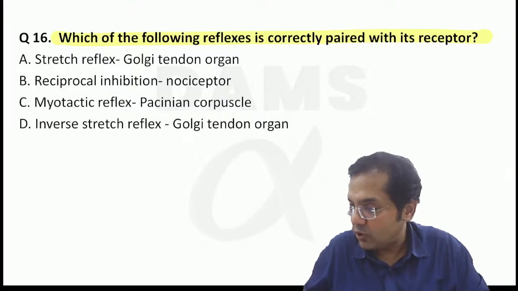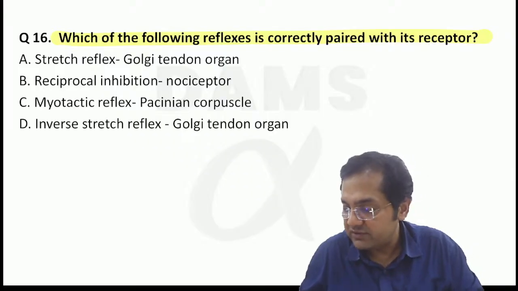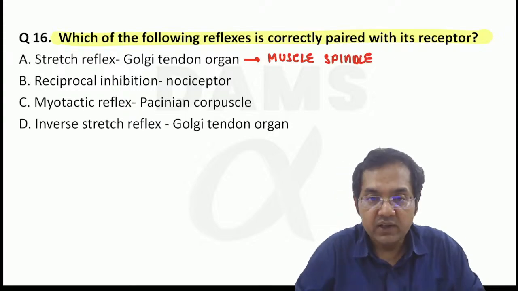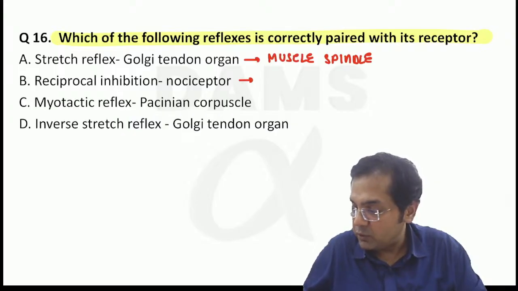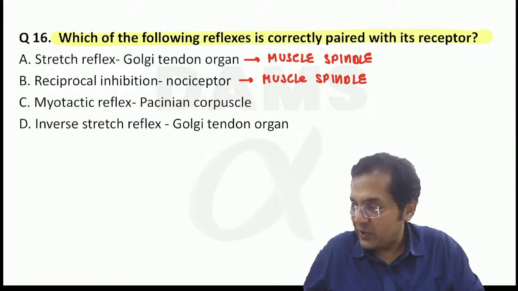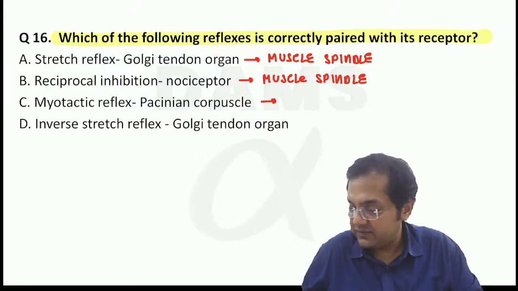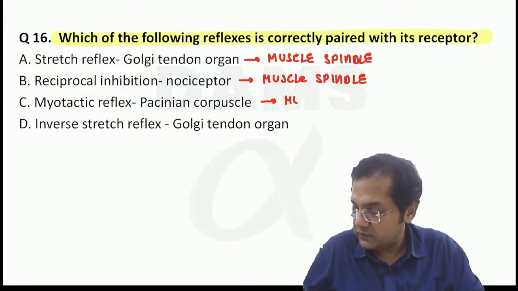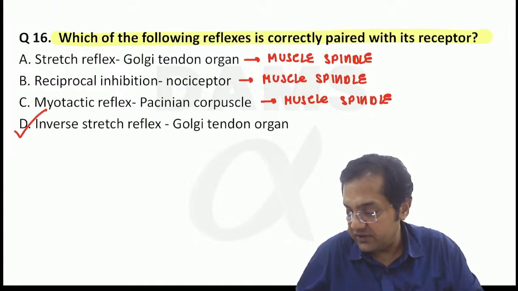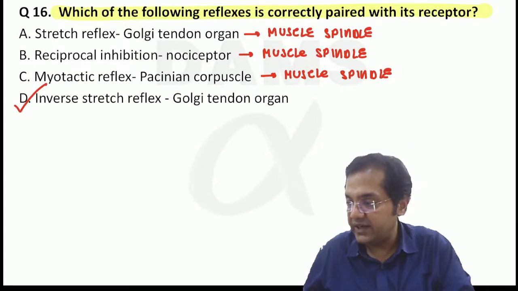So stretch reflex, Golgi tendon organ, but please don't tax yourself. Stretch reflex, Golgi tendon organ. No, that is muscle spindle. And I'm so happy that I'm able to help you all, right? Reciprocal inhibition, again, muscle spindle. Okay, fine. Myotactic reflex, again, muscle spindle. But inverse stretch reflex is correct, which is Golgi tendon organ.